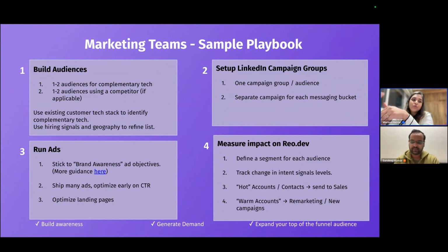Initially, you want to ship as many ads as possible, like maybe 20, 30, 50, and constantly optimize for the CTRs there, right? And finally, you come back to Reo, track the intent signals, and then decide what the next step is and how to re-engage, or what next needs to be done with those accounts. So it's like building awareness, generating demand, expanding your top of the funnel audience, and then using intent signals to prioritize your account outreach, right?